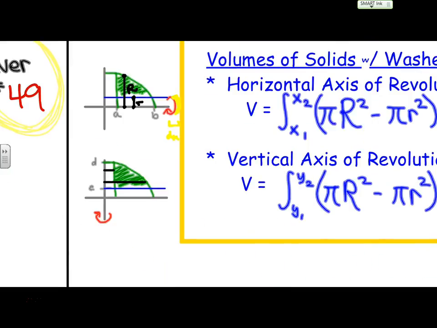Whereas down here I could say the depth around a vertical axis is going to be dy. And I can label the whole thing, the big R, right minus left, and then the hollow, little r, right minus left.